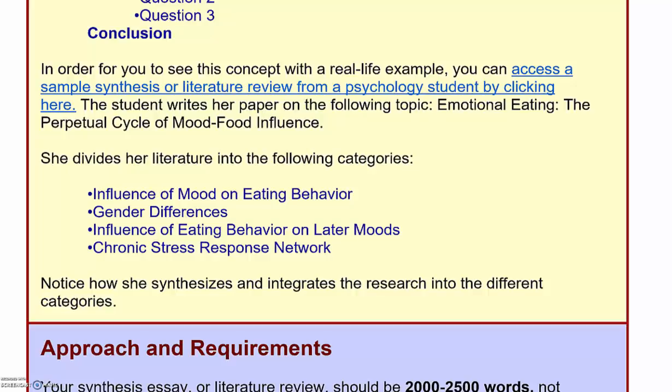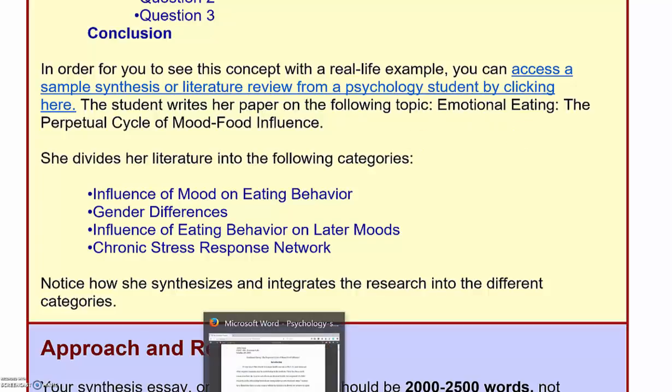Sounds like a really interesting topic, and I'll bet there are a lot of ways you could organize that topic in a literature review. And she divides her literature into the following categories: influence of mood on eating behavior, gender differences, influence of eating behavior on later moods, and chronic stress response network. Notice how she synthesizes and integrates the research into the different categories. Let's take a quick look at that.